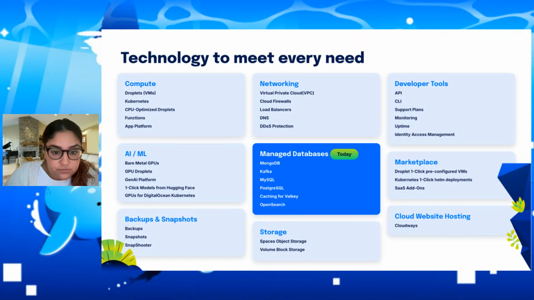So today we'll be talking about managed databases. We will be talking about all of our offerings just in general. We offer 6 right now. You'll see MongoDB, Kafka, MySQL, Postgres, caching for Valkey, and OpenSearch. So yeah, that's what we'll be talking about today. And that's what Zach will be drilling into later, is how to migrate your droplets to these managed database offerings.